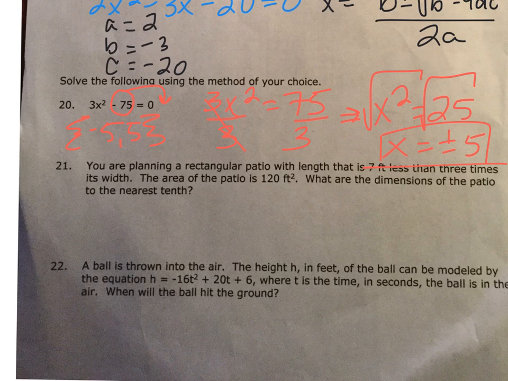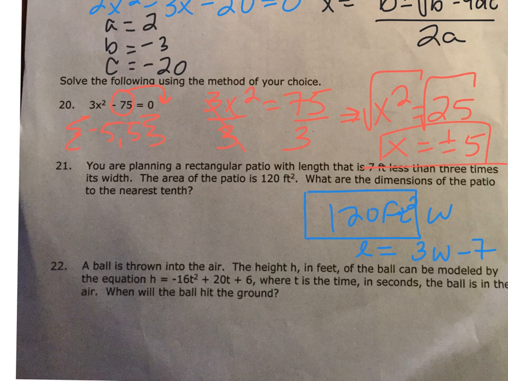Okay, 21. You are planning a rectangular patio with a length that is 7 feet less than 3 times its width. And we know the area is 120, so we need to know what the dimensions are to the nearest tenth. So I am drawing a rectangle, since that's the shape my patio is in. I know the length is dependent on the width, so I'm just going to make that L and that W. And I know that the length is 7 less than 3 times the width. So it's 3 times the width minus 7. And I know that the area is 120 square feet.